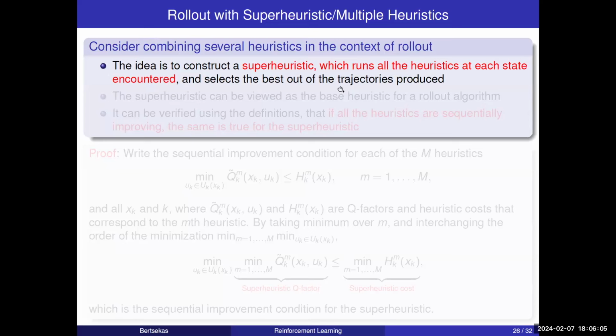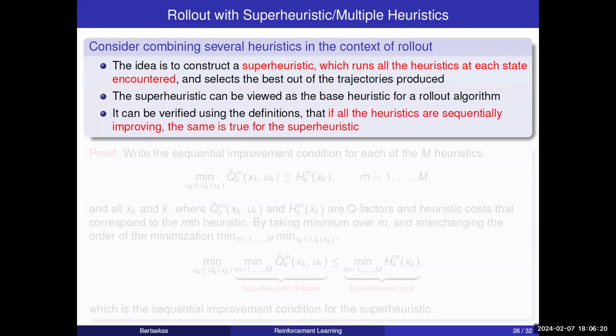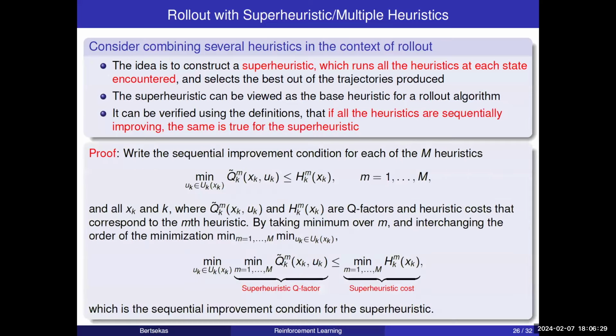So you run many heuristics, and you use the heuristic corresponding to the smallest Q factor. So the superheuristic can be viewed as the base heuristic for the rollout algorithm, and it can be verified using the definitions that if all of the heuristics you are using are sequentially improving, then the same is true for the superheuristic.